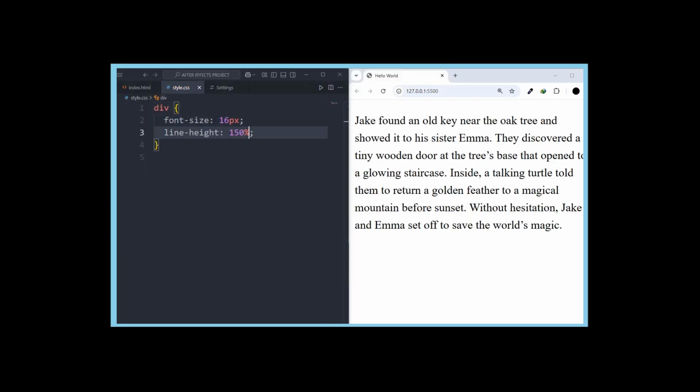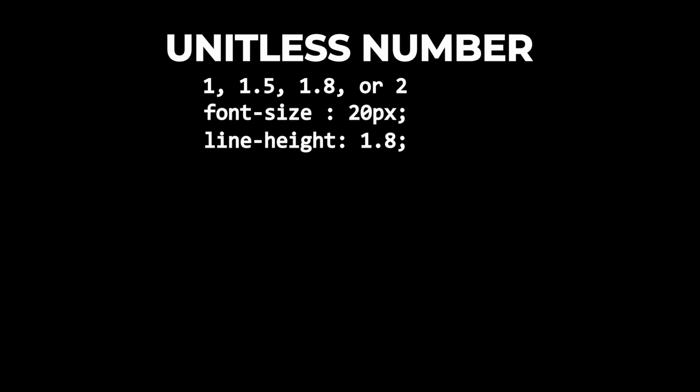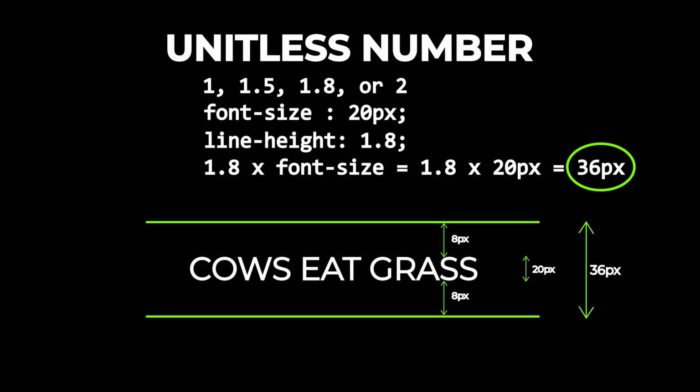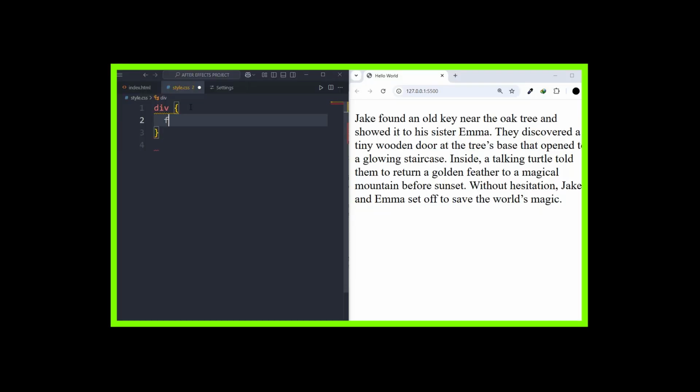Another way to specify line height is with a unitless number, such as 1, 1.5, 1.8, or 2.0. For instance, with a font size of 20 pixels and a line height of 1.8, the line height is calculated as 1.8 times the font size, giving a value of 36 pixels. The resulting spacing would look like this. Let's put it into practice.